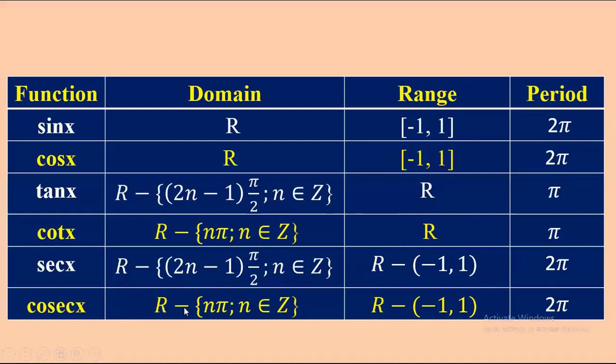Now cosec x: the domain is R minus n pi, as we got in cot x. What about the range? Range is R minus the open interval minus 1 comma 1, and period is 2 pi. So it will help us to take decisions in MCQs. We will see a few MCQs now.